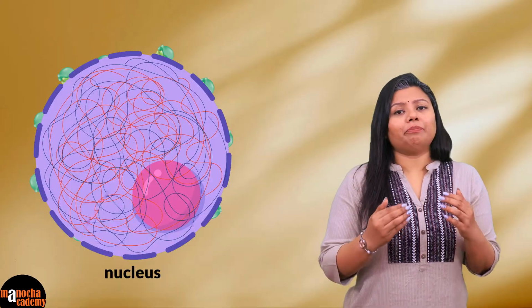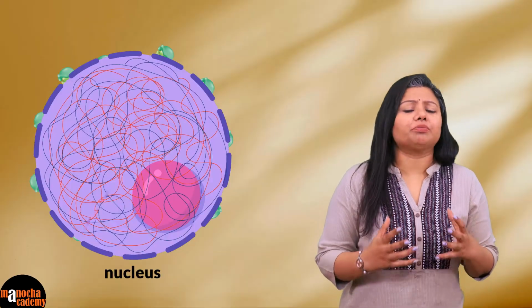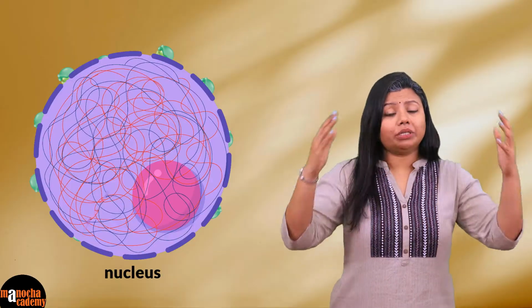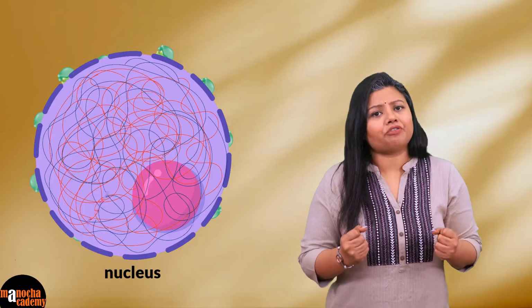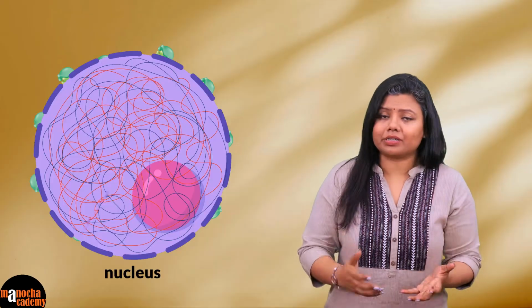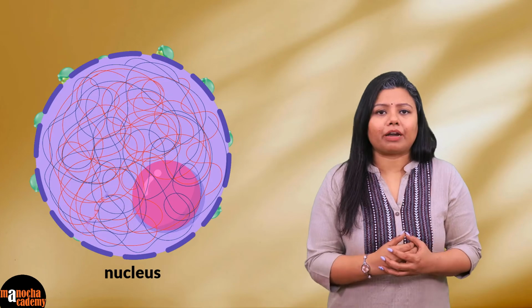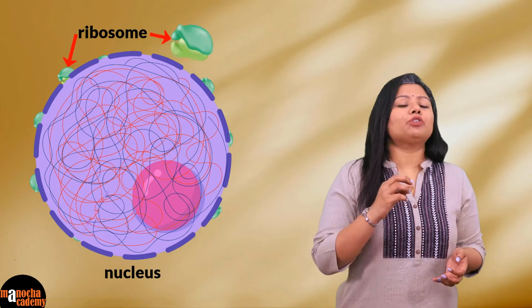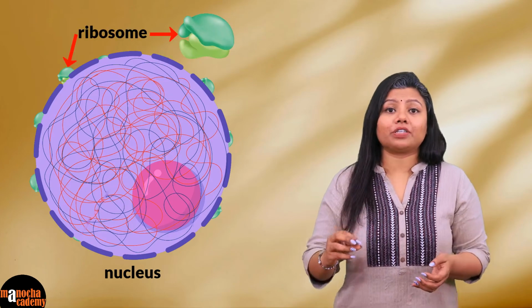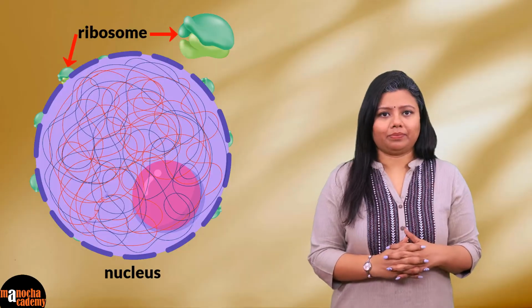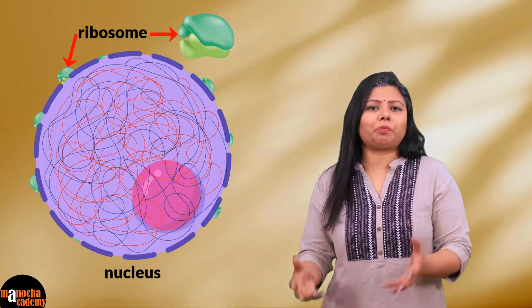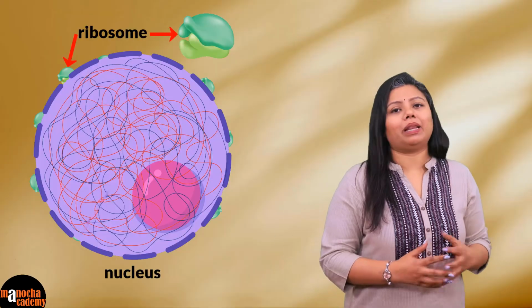Now the inner membrane is usually very smooth, whereas the outer membrane appears slightly rough under the microscope because ribosomes are attached on the surface of the outer membrane. So these ribosomes are responsible for protein synthesis as well.